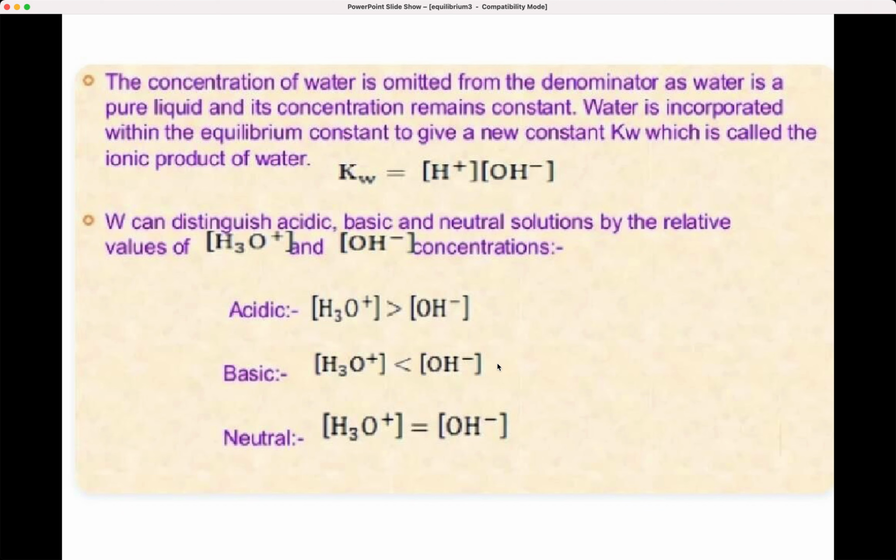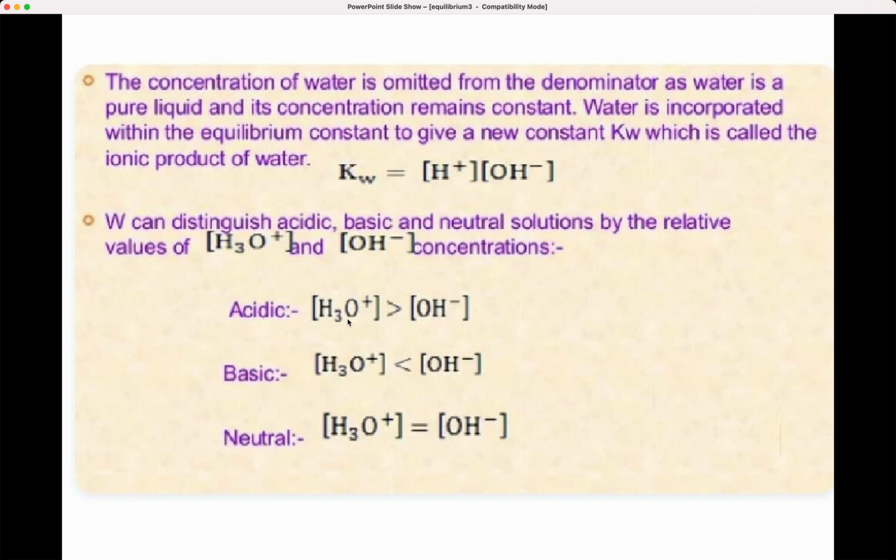That we saw already. Now, the concentration of water is omitted from the denominator, because water is a pure liquid and its concentration remains constant. Water is incorporated with the equilibrium constant to give a new constant Kw. We call it the ionic product of water, H plus and OH minus. And we can distinguish acidic, basic and neutral solutions by the values of H3O plus and OH minus concentrations.